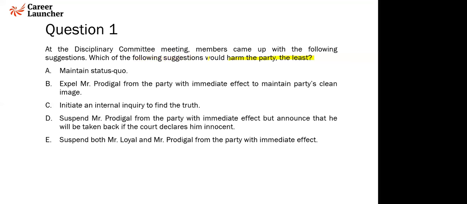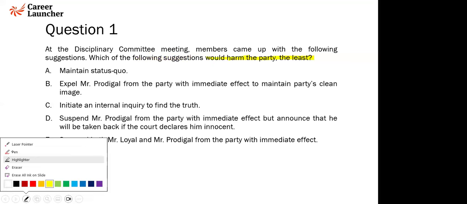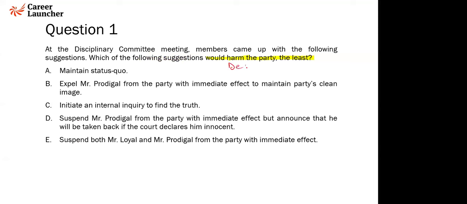Now, this is critical. This is my decision criteria. I have to take a decision such that there's minimum damage to the party. If you take a decision in favor of Mr. Loyal, the media, social activists, etc., will still come after NPP. If you take a decision against Mr. Loyal, then he has a significant following, and that could damage the party. So it is an issue both ways as far as the situation is concerned.